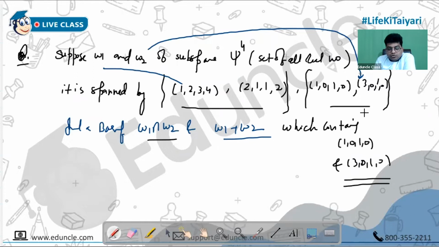So the question is: W1 and W2 are two subspaces of R raised to the power 4. Suppose W1 is spanned by (1, 2, 3, 4) and (2, 1, 1, 2), and W2 is spanned by (1, 0, 1, 0) and (3, 0, 1, 0). Find the basis of W1 intersection W2 and W1 plus W2, where the basis contains (1, 0, 1, 0) and (3, 0, 1, 0).